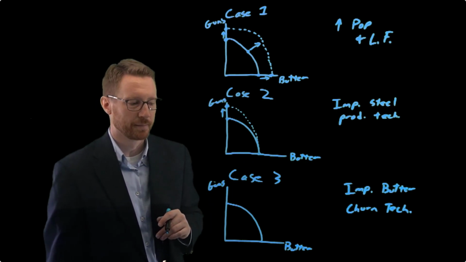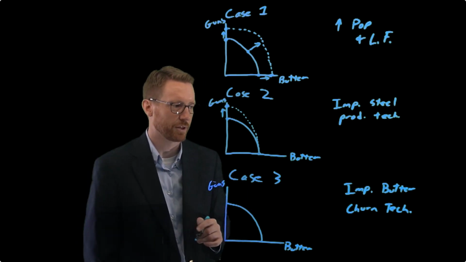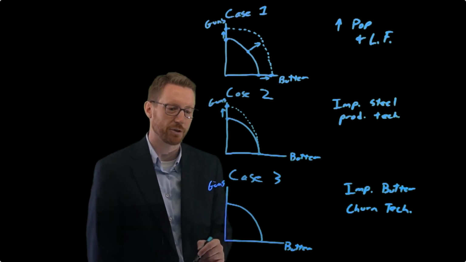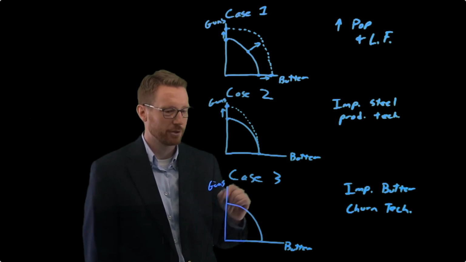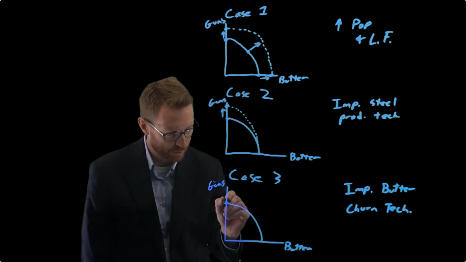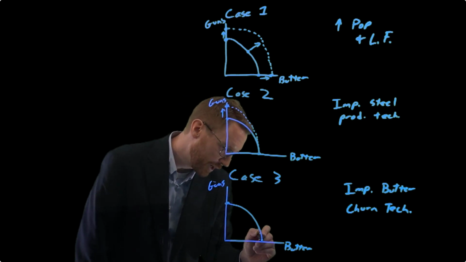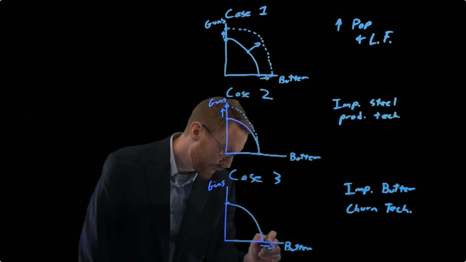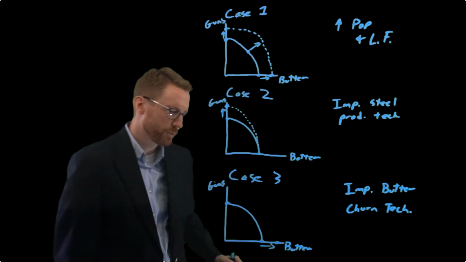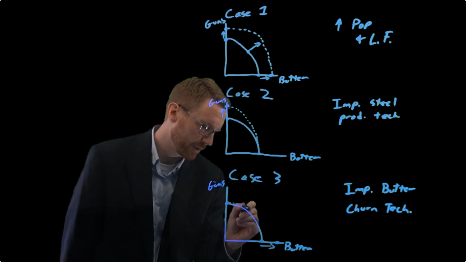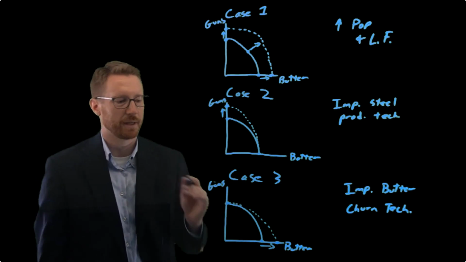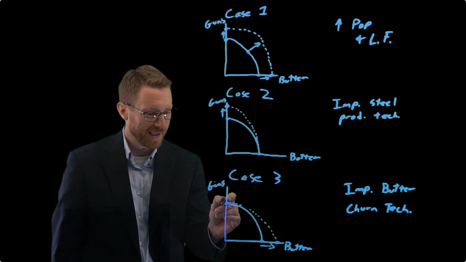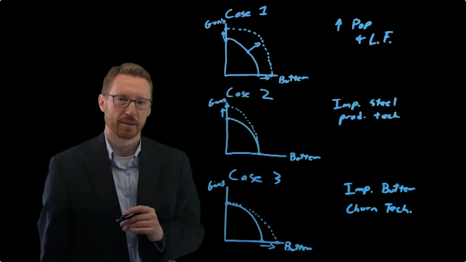And then finally, the third case, an improvement in butter churn technology. I bet you can see where this one's going. Butter churn technology doesn't help produce guns at all, but it means now they can produce more butter. So again, the curve has shifted, but it's pivoted around this anchor point on guns.